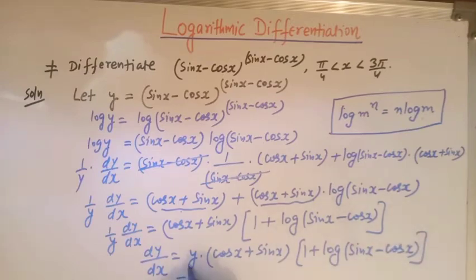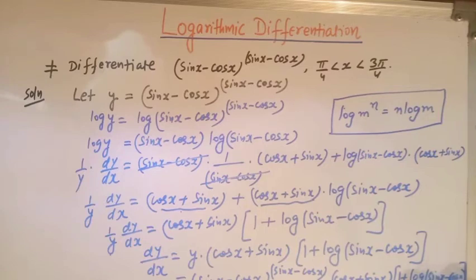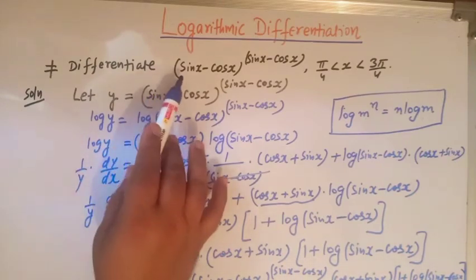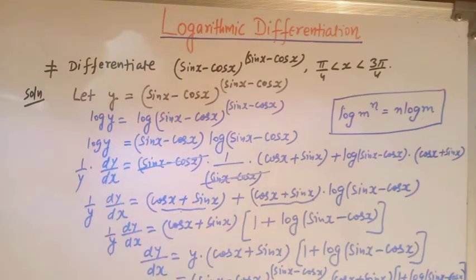Clear? Again, if we resubstitute the value of y, which is (sin x minus cos x) raised to (sin x minus cos x), times (cos x plus sin x) times (1 plus log of (sin x minus cos x)), right? So this is the required derivative of y with respect to x. Clear?